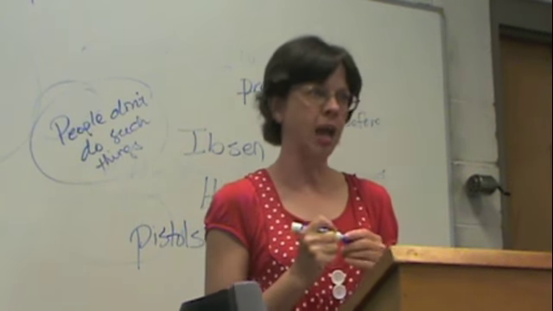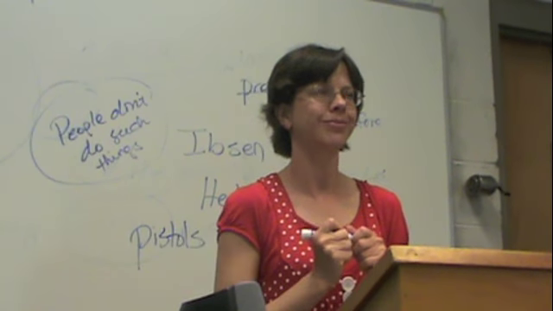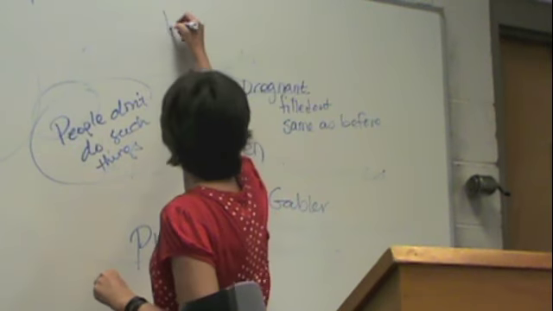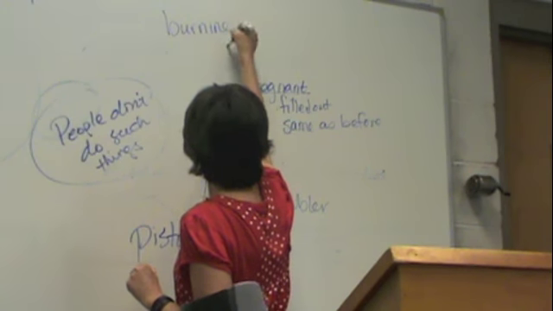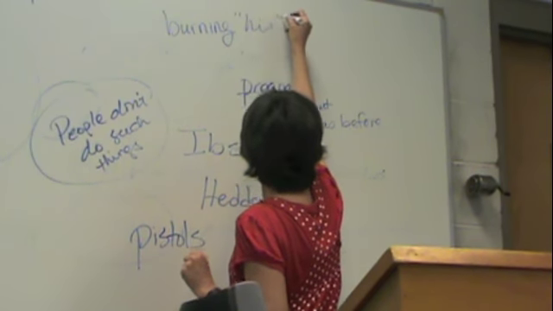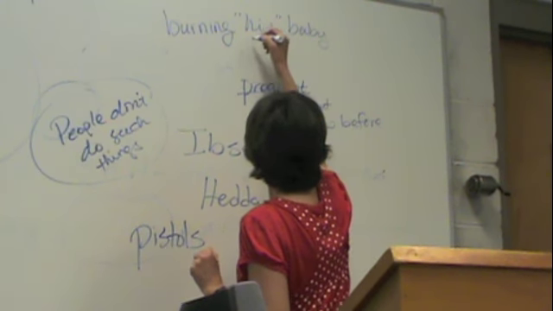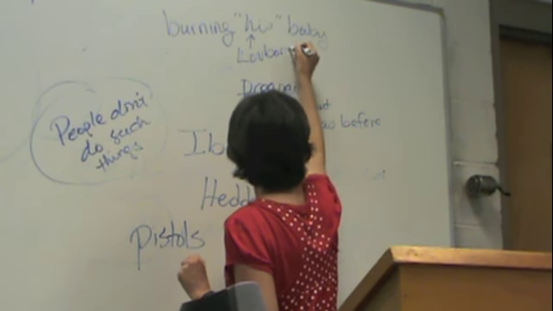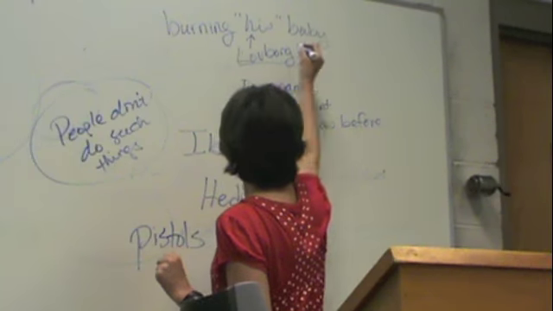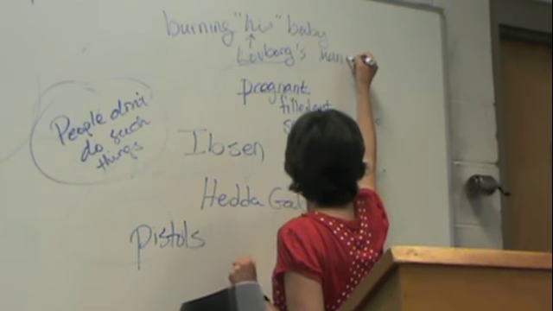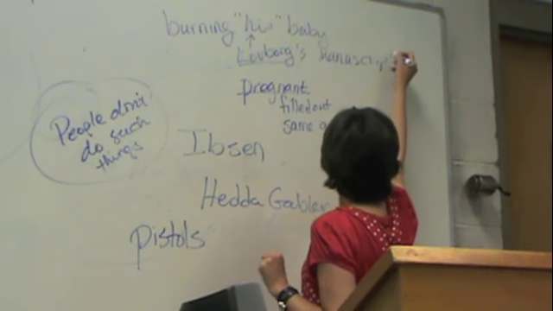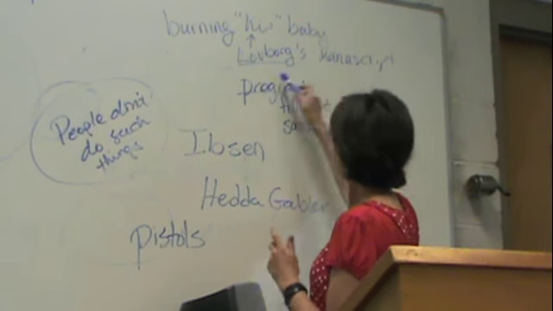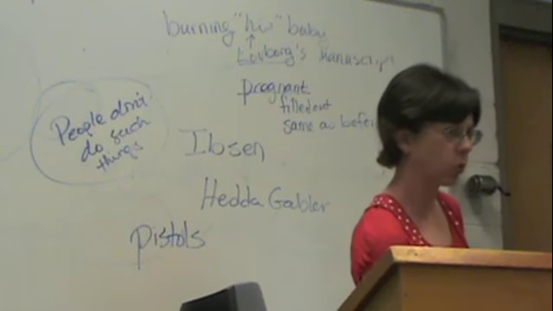If I gave you the line, I'm burning his baby. The manuscript. Burning his baby is, and whose? Loveborg. Right. His means Loveborg. It's a manuscript. Loveborg's manuscript. You need to know what it is. If I said burning his baby, I would say whose it is and what it is.